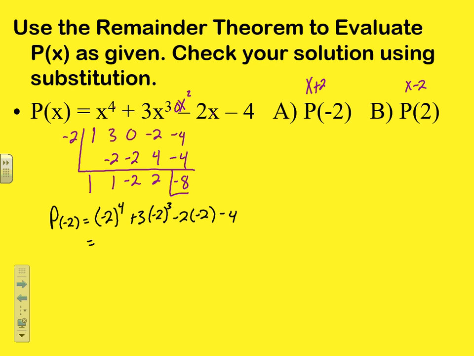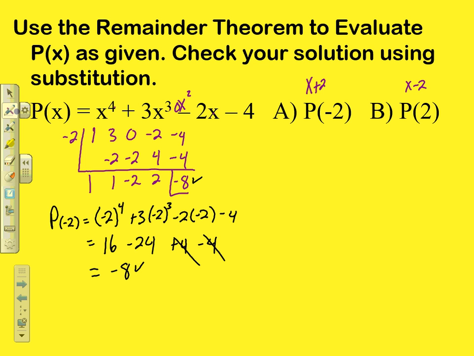Here negative 2 to the fourth power is going to give us a 16. 3 times negative 8 is going to be negative 24. Negative 2 times negative 2 is a positive 4, and the minus 4 at the end. And we can just cross those out because we can see that they cancel. So 16 minus 24 is a negative 8, so that worked out.